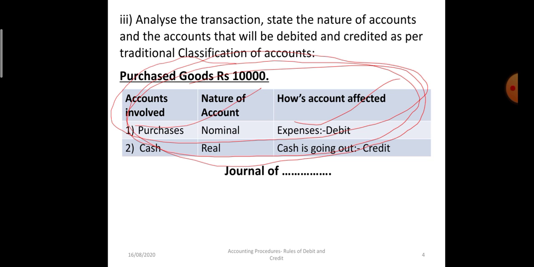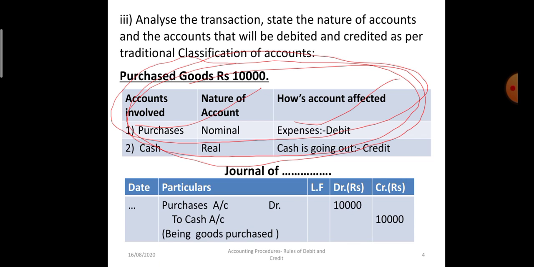Now this part, journal is compulsory, and this you only have to do in examinations and all. So purchases account will be debited and cash account will be credited. Narration you have to write, it's compulsory. So, being goods purchased for cash.